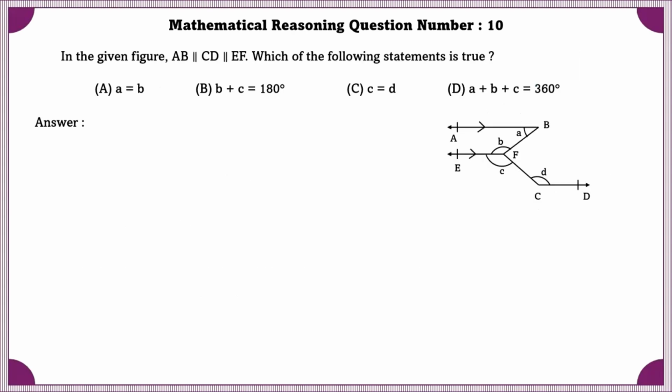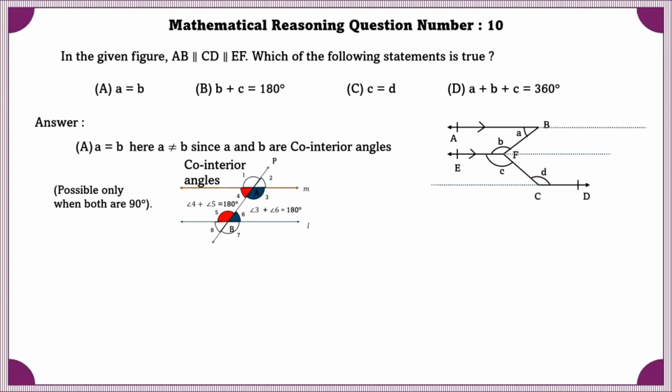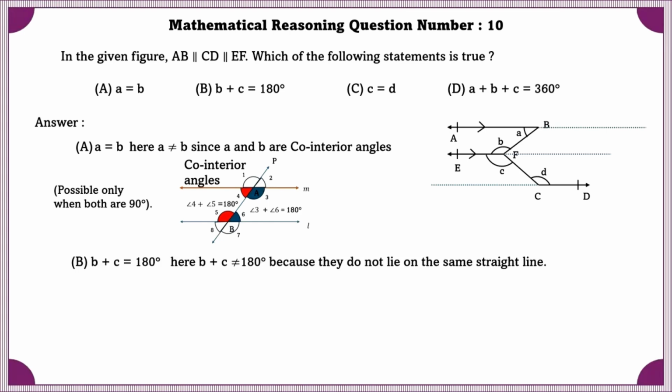Mathematical reasoning question number 10. In the given figure, AB is parallel to CD, which is parallel to EF. Which of the following statements is true? A statement, A is equal to B. Here A is not equal to B since A and B are co-interior angles. B statement, B plus C is equal to 180 degrees. Here B plus C is not equal to 180 degrees because they do not lie on a straight line and do not form a linear pair.